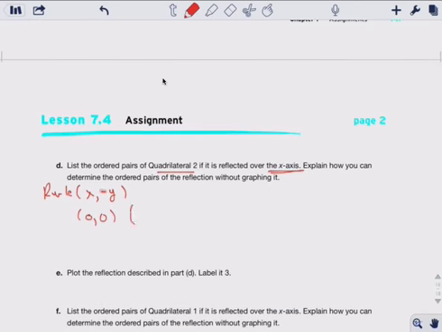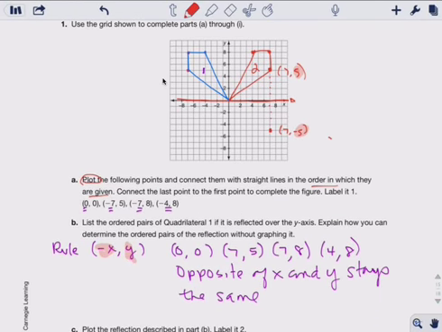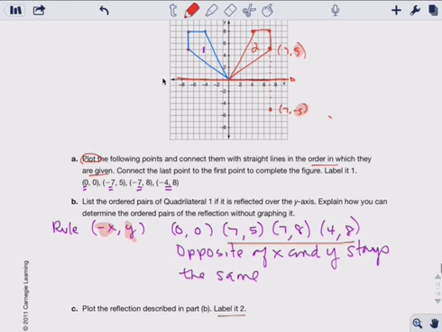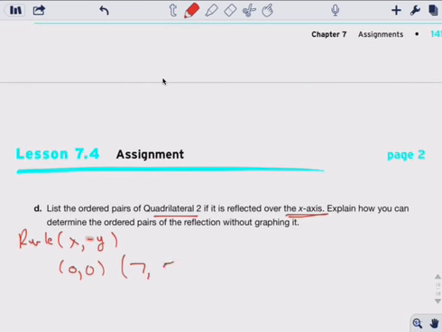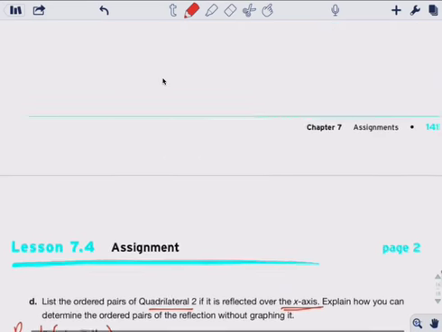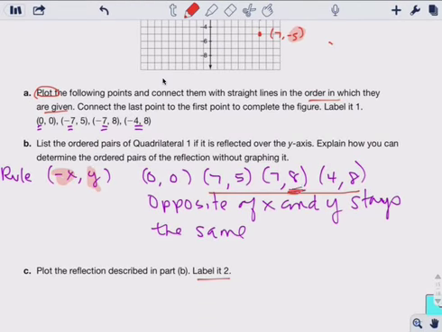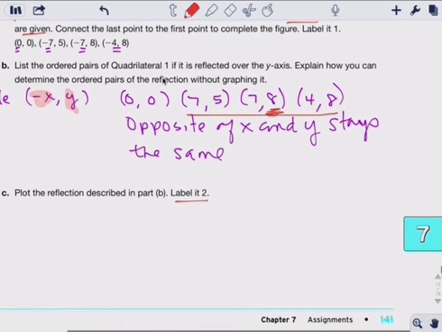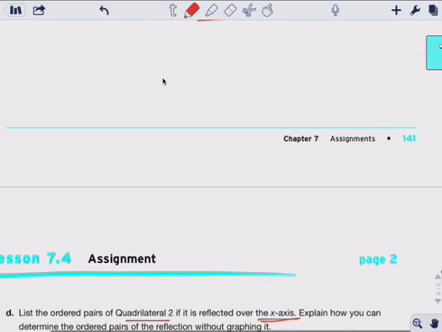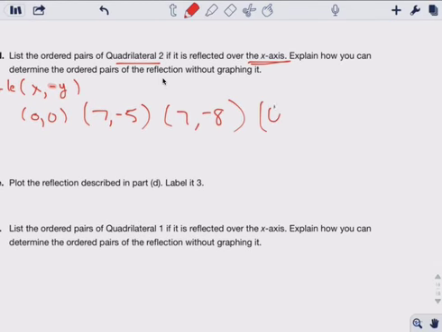7, 5. Sorry, I know it's these numbers, I can't remember them. 7, 5. The opposite of y is negative 5, and 7, 8, so the opposite of y is negative 8, because right here it's a positive 8, so it becomes a negative 8, and then the next one is a positive 8, so it becomes a negative 8. 4 stays the same, and it becomes a negative 8.